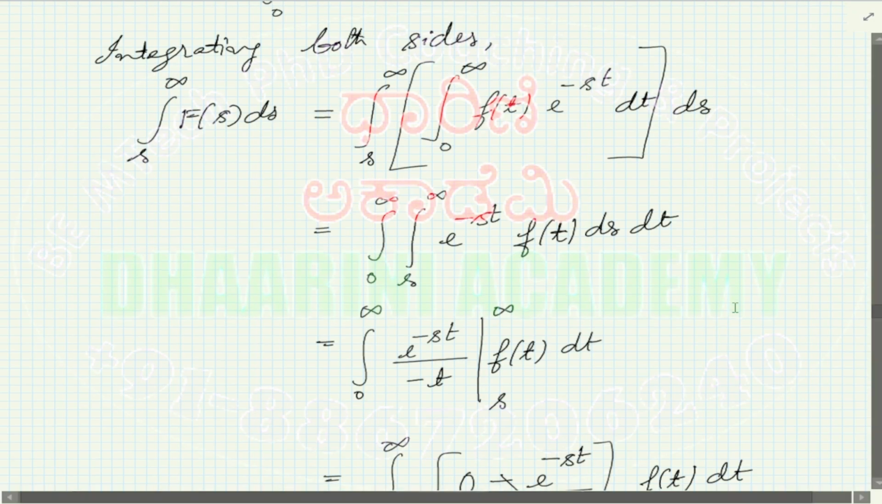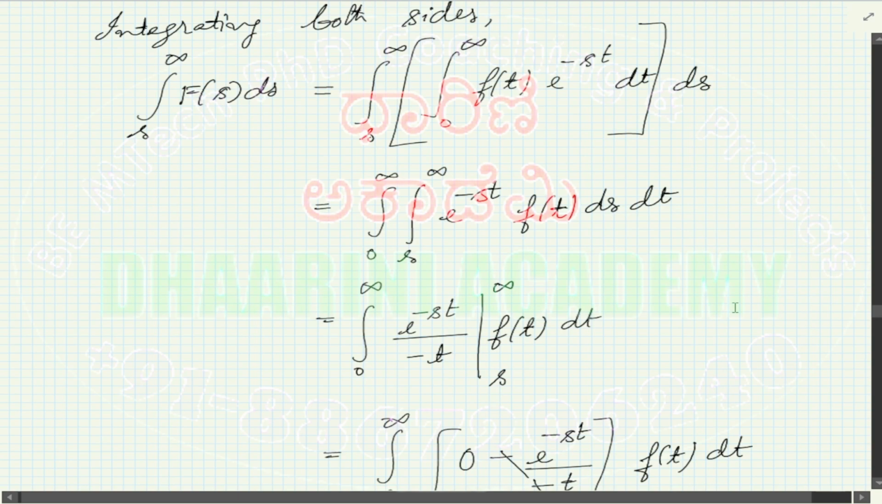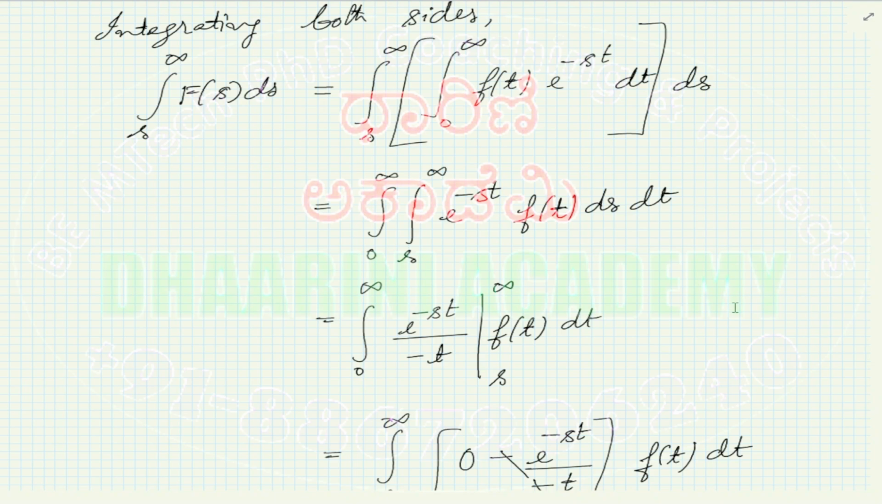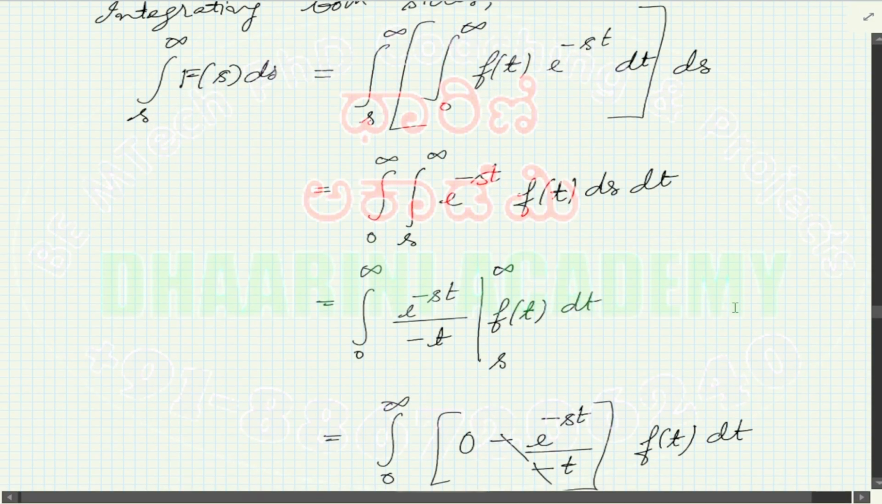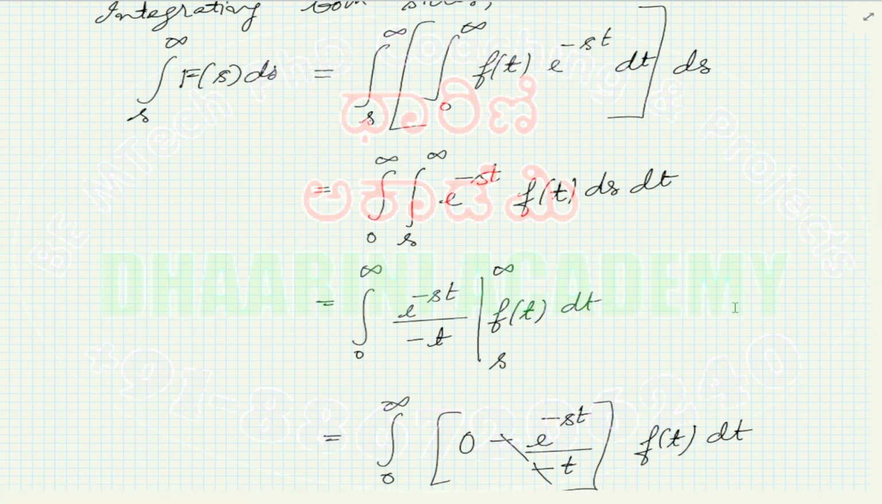Now we interchange the positions of integration. This is valid because it's a linear operator. We can interchange as far as we are sticking to the roots of integration. So 0 to infinity will come out and s to infinity goes inside, and you can see that the ds, which was present on the outermost side outside the bracket, comes inside now. So s to infinity e to the minus st f of t ds into dt.